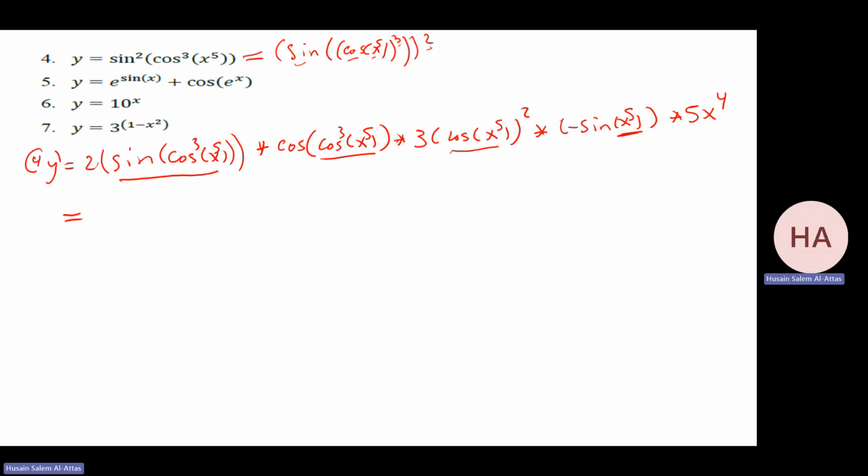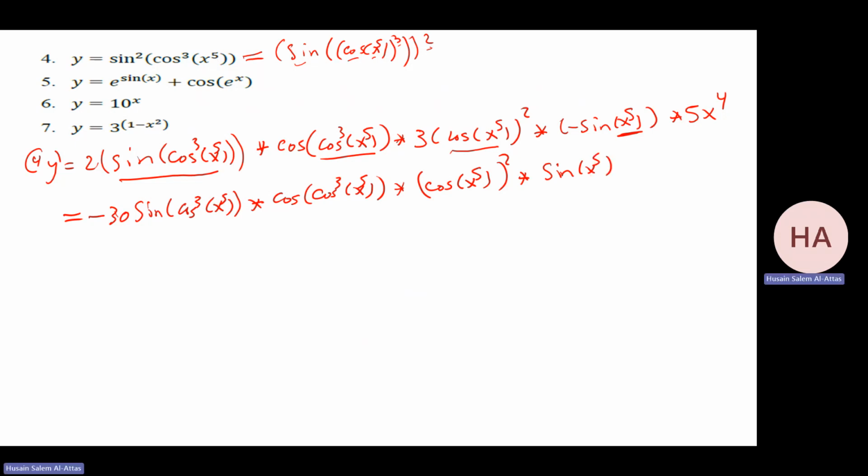So that will be what? 2 times 3 times 5 times minus sine. That will be minus 30 sine cosine cubed x to the power 5, times cosine cubed x to the power 5, times cosine x to the power 5 all squared, times sine x to the power 5, times x to the power 4.